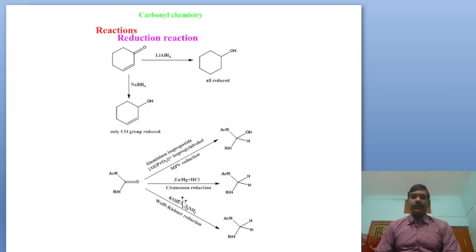In Clemmensen reduction, zinc-Hg/HCl is the reagent used to give the CH2 group from the CO group. And for the Wolff-Kishner reagent, KOH in the presence of NH2NH2 will give the product as an alkane.